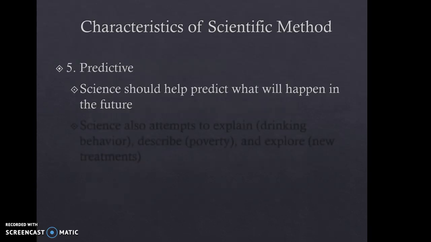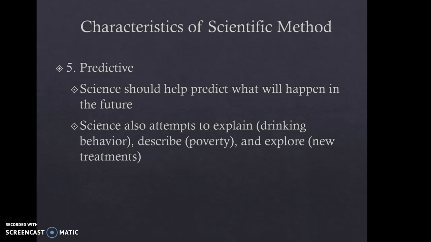And science should also be predictive. We want to predict what will happen in the future, so we learn something and we can plan our behavior better. And of course, science also attempts to explain what's going on and describe what's going on, and also explore. Like doctors do that all the time to explore new treatment.